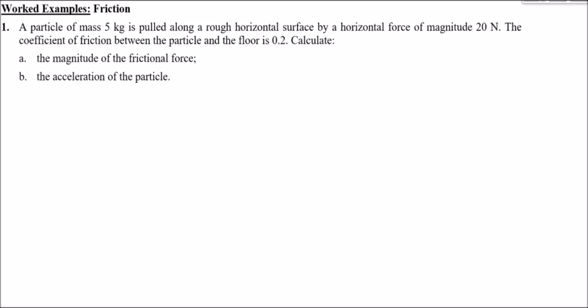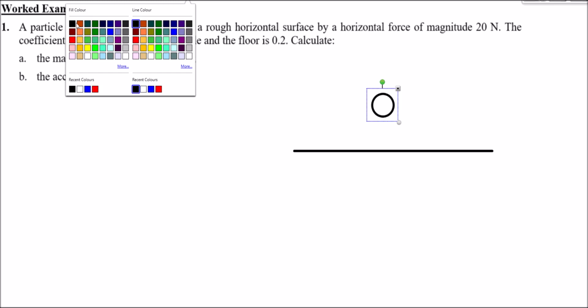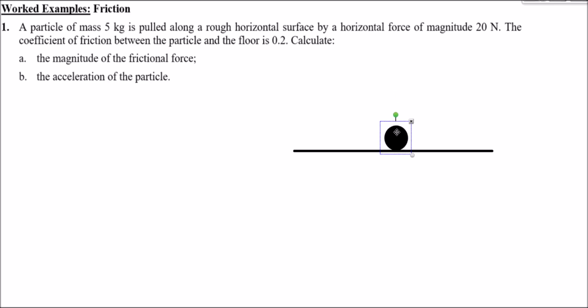So first off, worked example 1. We have a particle of mass 5 kilograms being pulled along a rough horizontal surface by a horizontal force of magnitude 20 newtons. So let's add in to a diagram as we go along. So horizontal surface, so a straight line across. It's a particle of mass 5 kilograms, so I'm just going to sketch in a particle. I'm going to make it spherical. Get this coloured in black, why not? That's 5 kilograms, so I'll label in that it's 5.